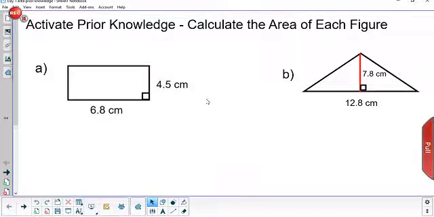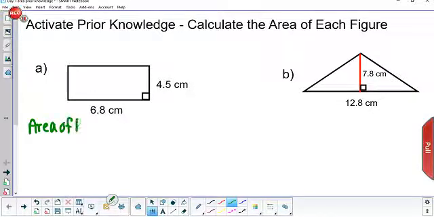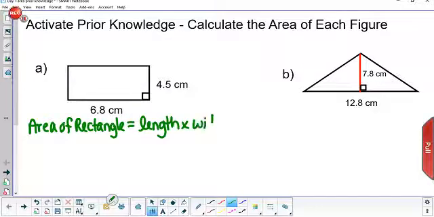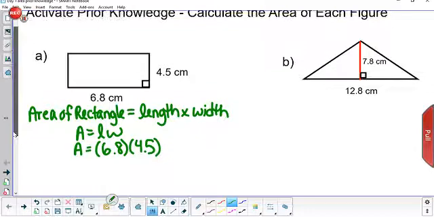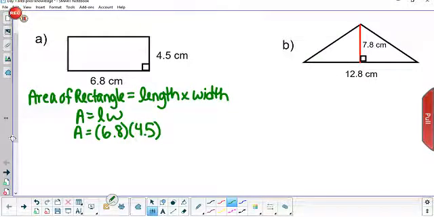If we want to find the area of a rectangle, the area of a rectangle is equal to the length times the width. So in this particular one, we have area equals L times W is how we usually write it. The length is 6.8 and the width is 4.5. Now technically it doesn't matter whether you put 4.5 in first or the 6.8, because when you multiply them, order is not important. So now it's 6.8 times 4.5, we get 30.6.